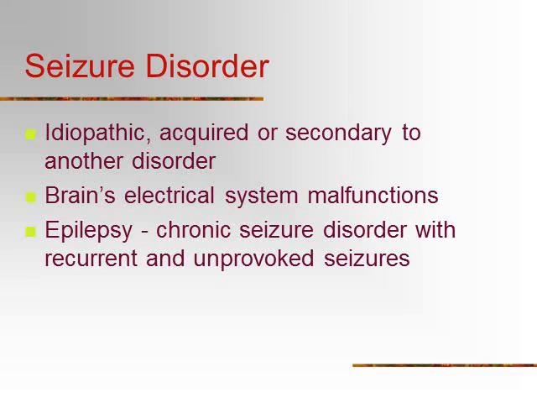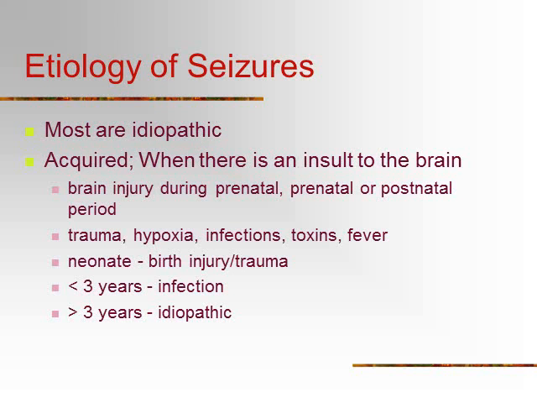Okay, so we're going to talk about seizures. They can be idiopathic, acquired, or secondary to another disorder that the patient has. Basically, the brain's electrical system malfunctions and fires in a disorganized manner. Epilepsy is a disease that essentially means they have chronic seizures that are recurrent and unprovoked. So someone can have a seizure but not technically have epilepsy. They have to have multiple recurrent seizures.